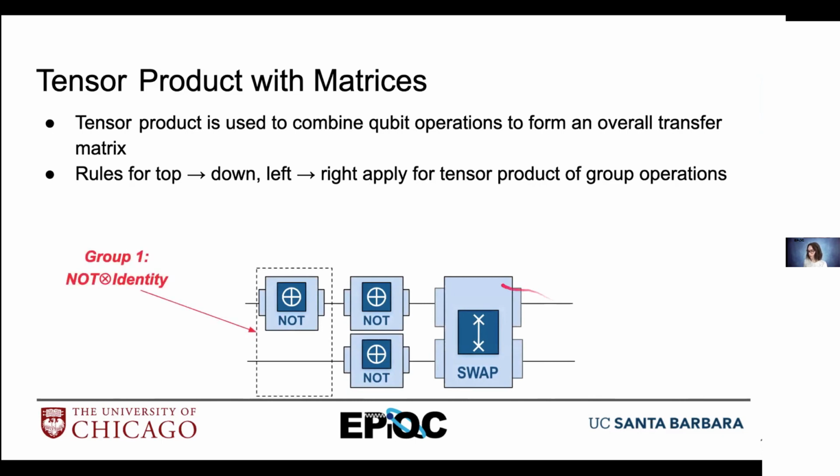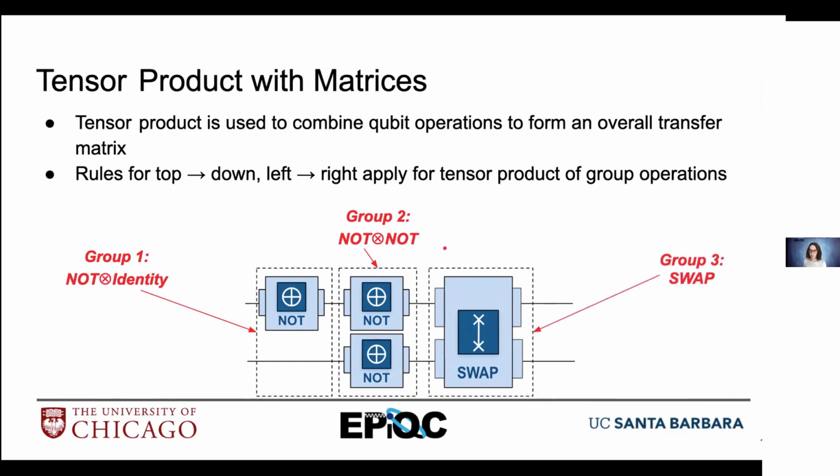We're going to start here with our group 1. Group 1 is the NOT tensor identity. Then we have group 2, which is NOT tensor NOT. And then group 3 is a swap operation. We don't have to do anything here because it already includes 2 qubits. So we're good to go with that. But these two groups, we need to apply the tensor product in order to expand the operation, so it includes both qubits.